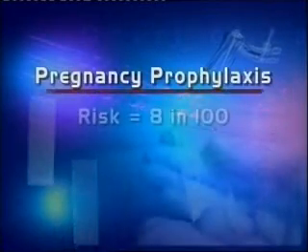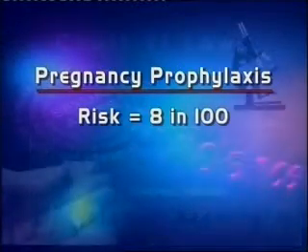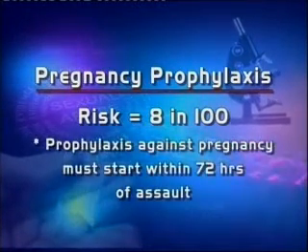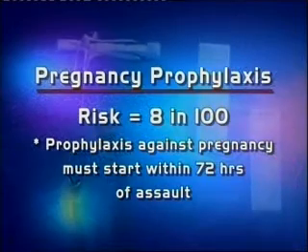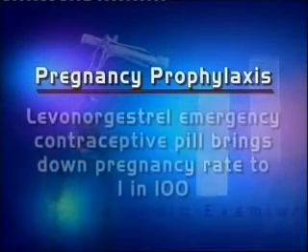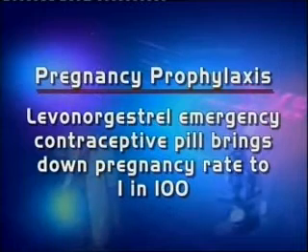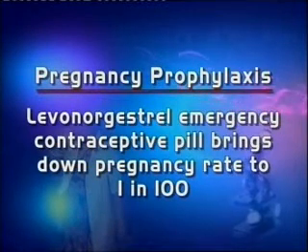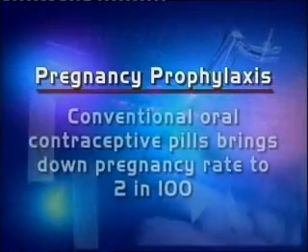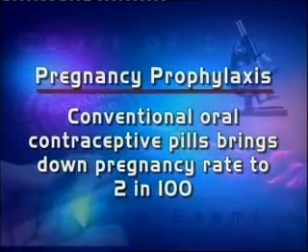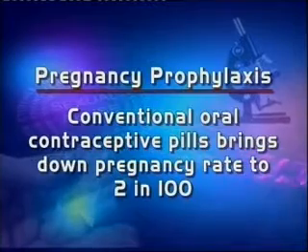The incidence of pregnancy in susceptible victims is estimated as nearly 8 for 100. Prophylaxis against pregnancy may be effective up to 72 hours. Using dedicated levonorgestrel emergency contraceptive pill, the pregnancy rate is brought down to 1 per 100. By using conventional oral contraceptive pills, it is brought down to 2 per 100.